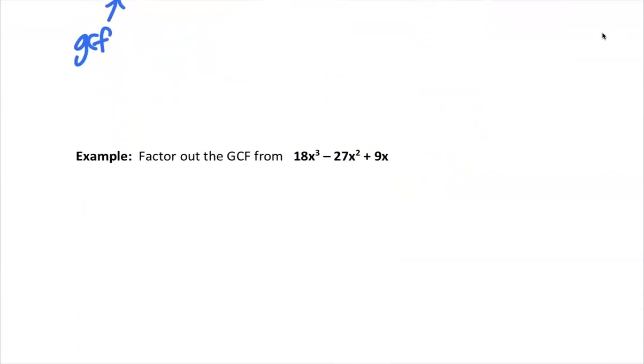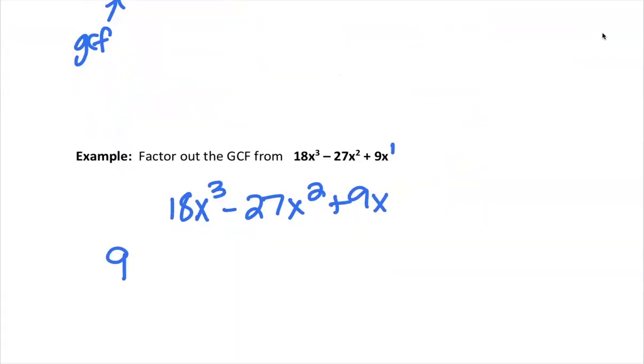Another example. Okay, we have 3 terms, so the GCF needs to be common to all 3 of those terms. So looking at the numbers, 9, 27, and 18, 9 is the greatest factor that they all are divisible by. I'm going to write this a certain way. 9 and x to the 1, 2, 3. We take the lowest one, which is just x. So 9x is the GCF.